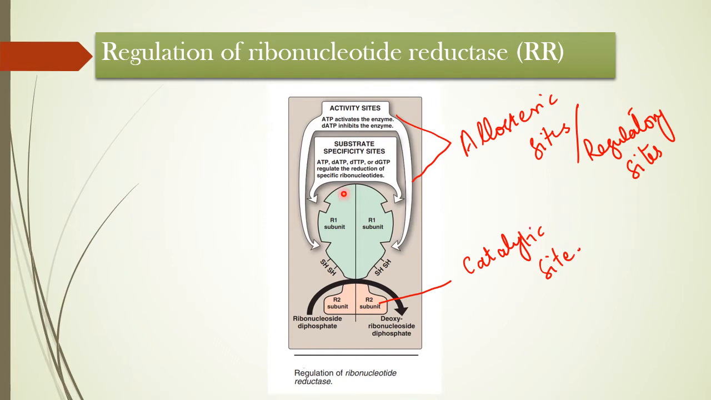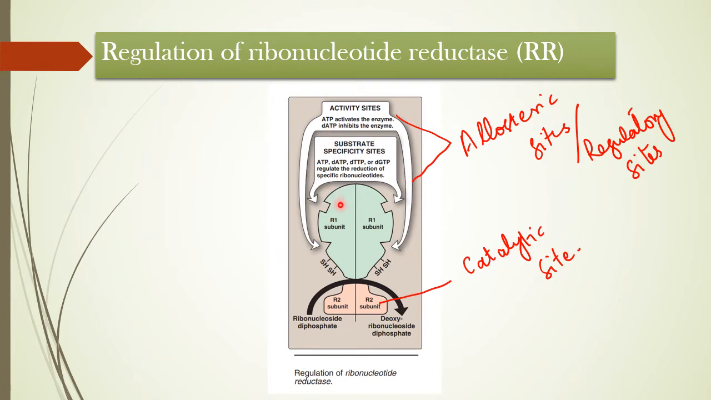Okay, so the activity site can control the activity of the overall enzyme. For example, if ATP is bound to the activity site, then the whole enzyme would be activated. But if the activity site is bound with dATP, that is deoxyadenosine triphosphate, then the whole enzyme will be inhibited.